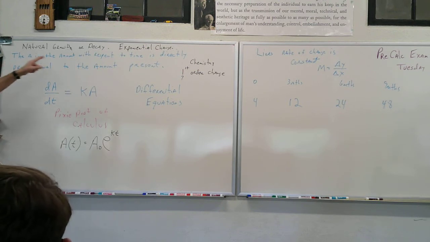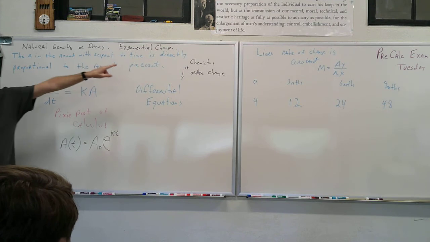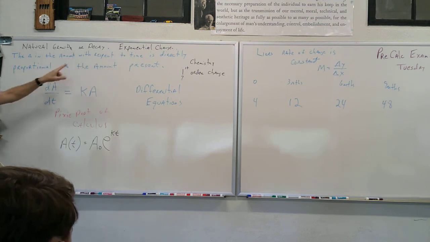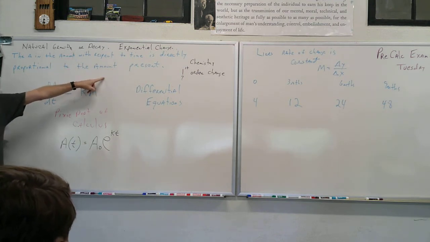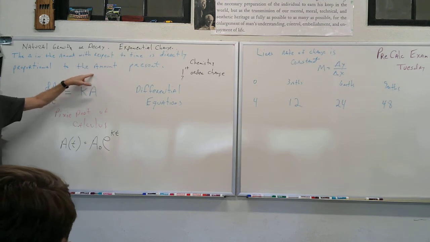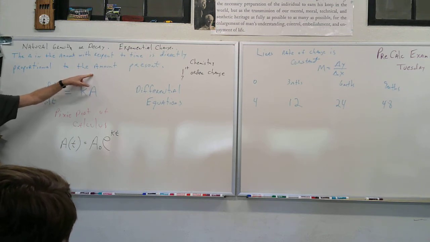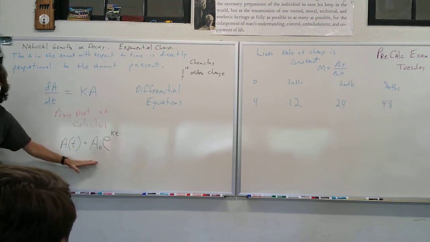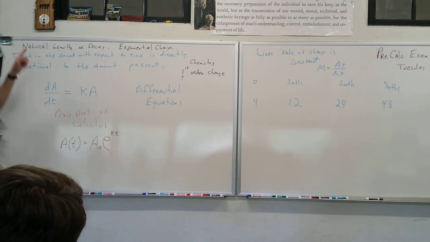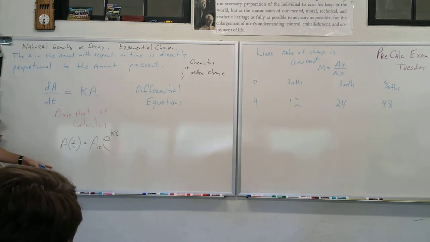Because the rate of change, the amount of change with respect to time is what? Directly proportional to the what? Amount. If you see those words, directly proportional to the population, directly proportional to the amount, that's your formula, okay? If you see natural growth or decay or exponential change, guess what? That's your formula.